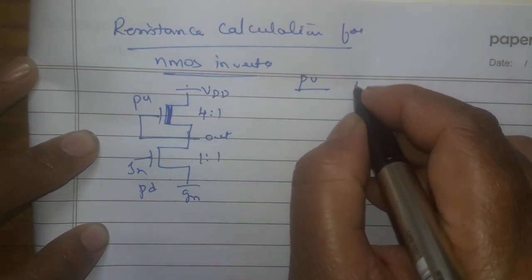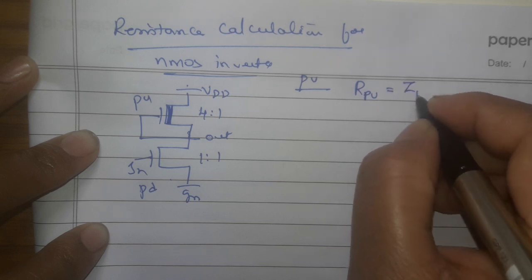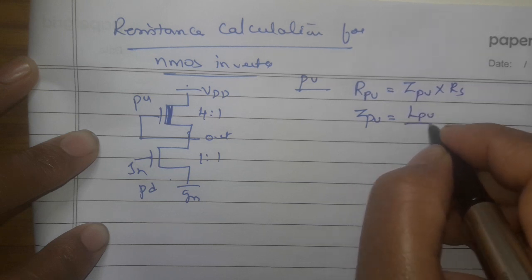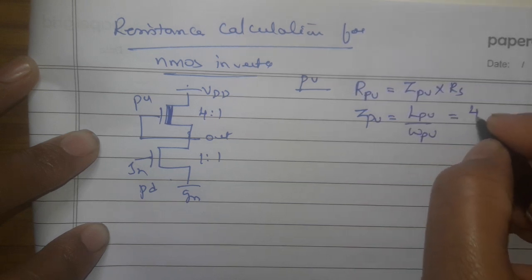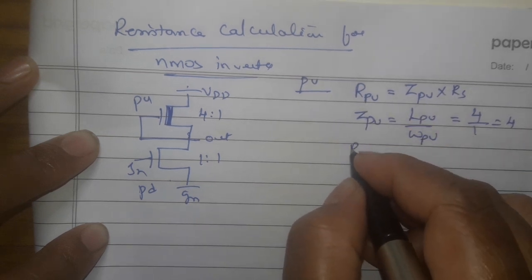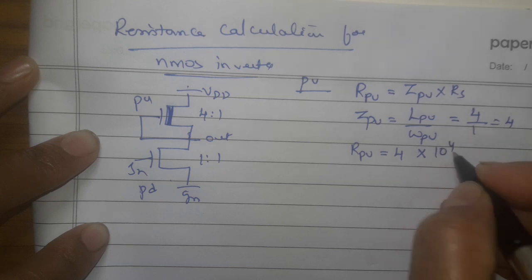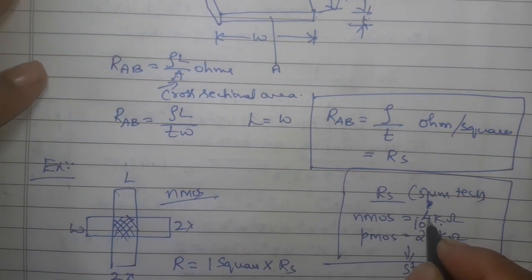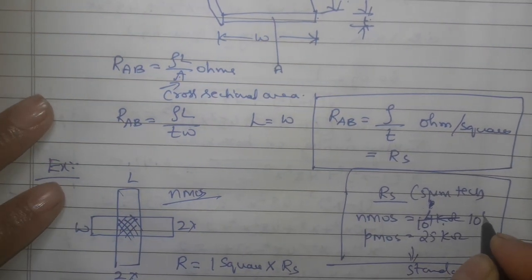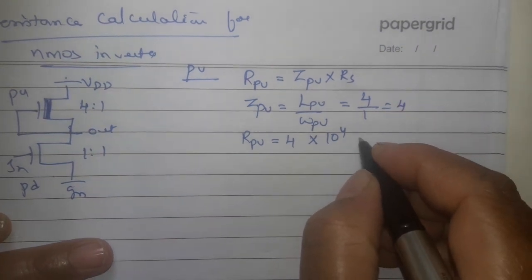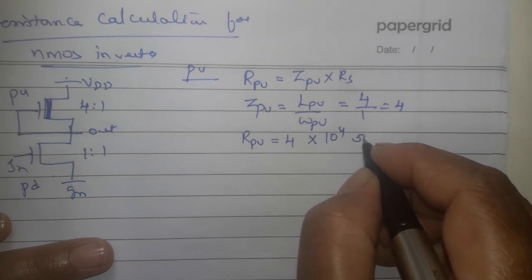So, you all know R pull up will be equal to Z pull up into RS. How do you calculate Z pull up? Z pull up is equal to L pull up by W pull up. So, that is nothing but 4 divided by 1, that is 4. Substitute here. So, R pull up is equal to 4 into RS, where RS is 10 to the power 4 ohms. Sorry, I made a mistake earlier. So, this will be 4 into 10 to the power 4 ohms. This will be for pull up.